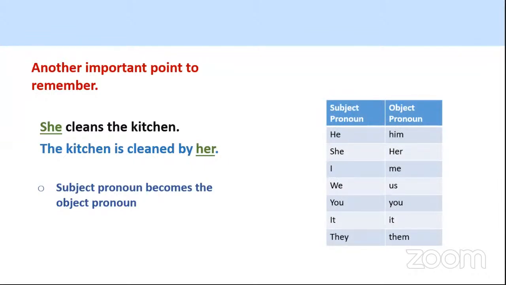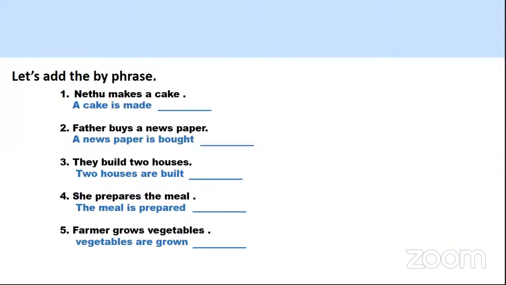I think this grid will help you to understand it. You just look at the grid. There are two columns, subject pronoun and object pronoun. He becomes him, she becomes her, I becomes me, we becomes us, you becomes you the same, it becomes it the same, they become them. Okay, I think this point is also clear to you. Let's move on to another activity.